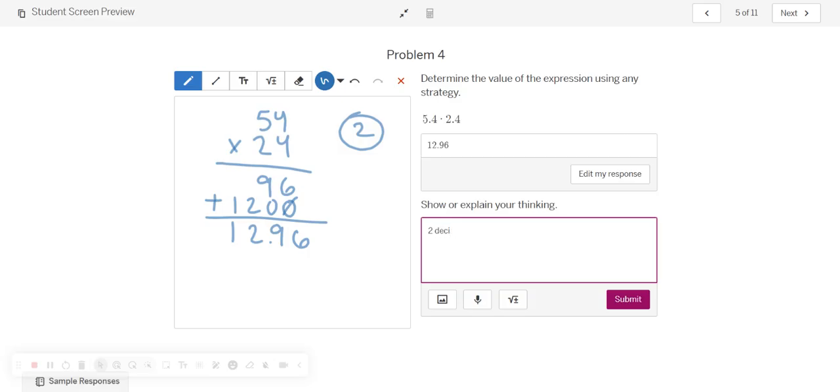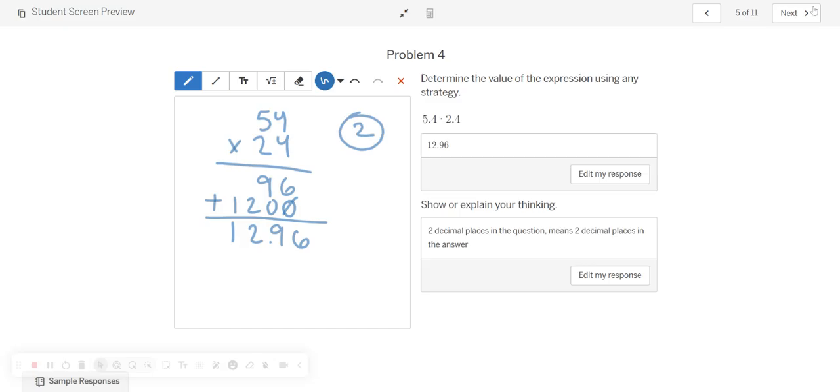2 decimal places in the question means 2 decimal places in the answer. Okay, and I submit that, and I go on to the next problem.